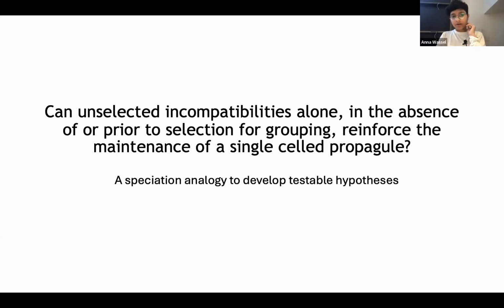So my question here is whether unselected incompatibilities, let's say before grouping can happen, or selection towards or away from grouping can happen, can such incompatibilities reinforce why most organisms develop from one single cell? And I want to take a speciation analogy here, so I can have a hypothesis I can test.